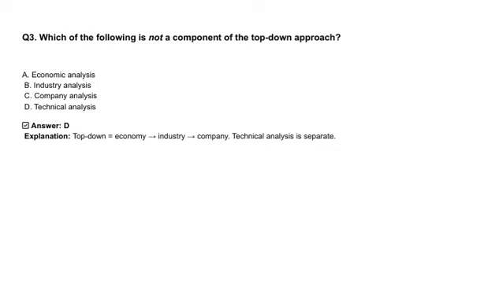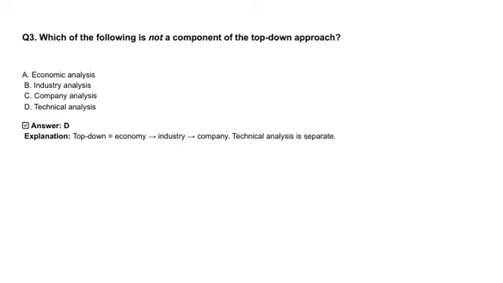Now, let's take a closer look at the different types of analysis involved in the investment decision process. First, we have economic analysis, which involves evaluating the overall state of the economy. Then, industry analysis focuses on understanding the specific sector or industry that a company operates in. Next is company analysis, where we dive into the fundamentals of a particular business. And finally, technical analysis, which is a separate approach that looks at price patterns and market trends.